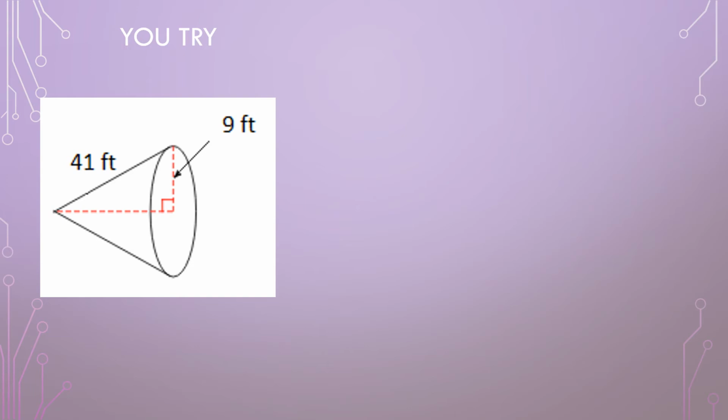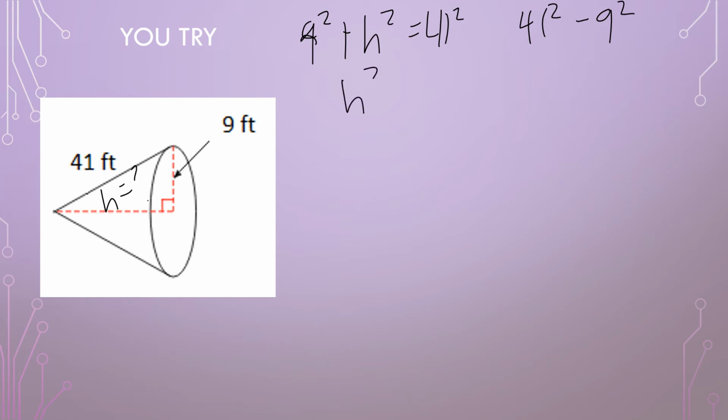No matter what, you are going to have to find the radius if it's not given to you. For number 4, we're given the slant height of the cone, so we need to figure out what h is. We can do that by doing the Pythagorean theorem. 9 squared plus h squared equals 41 squared. What you can plug in your calculator is 41 squared minus 9 squared. Please just don't do 41 minus 9. This will save you a little bit of time.